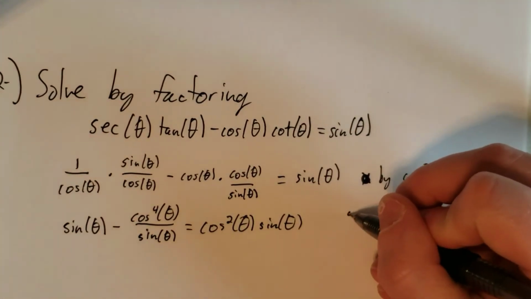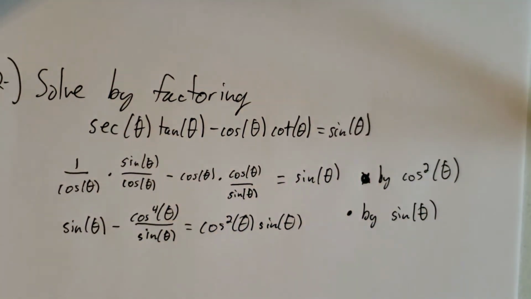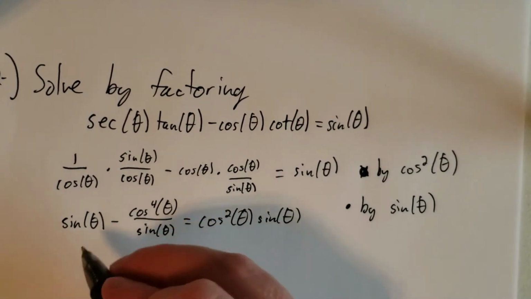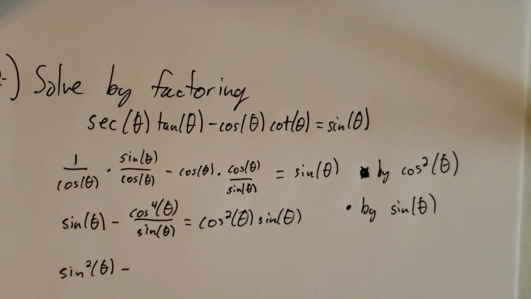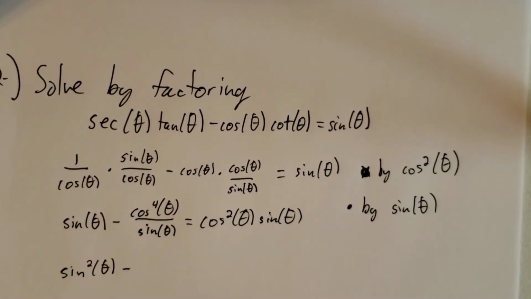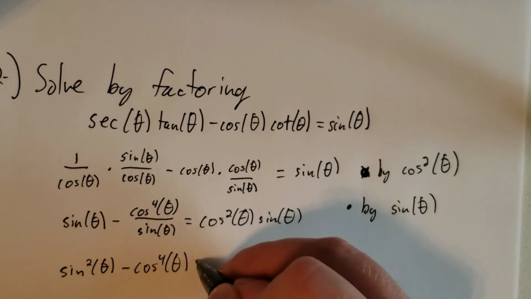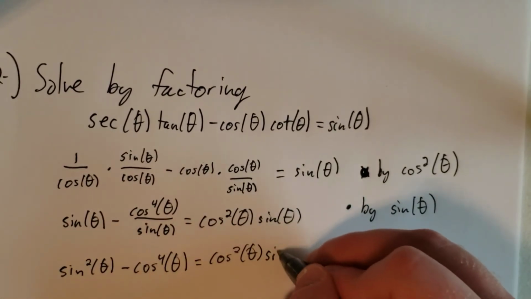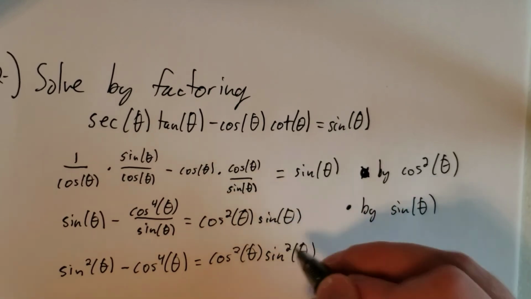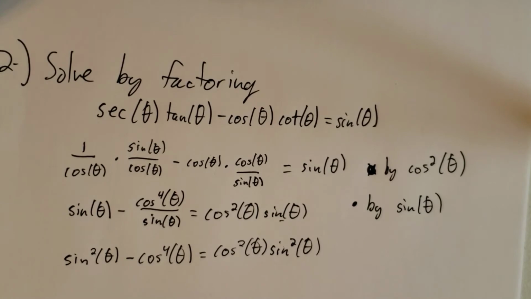Then we want to multiply by sine of theta to get that off of the denominator. So on the left here, we get sine squared of theta minus, here the sine of theta will just cancel, so it's minus cosine to the 4th of theta is equal to cosine squared of theta, sine squared of theta, because we multiplied by another sine here, so this became sine squared.